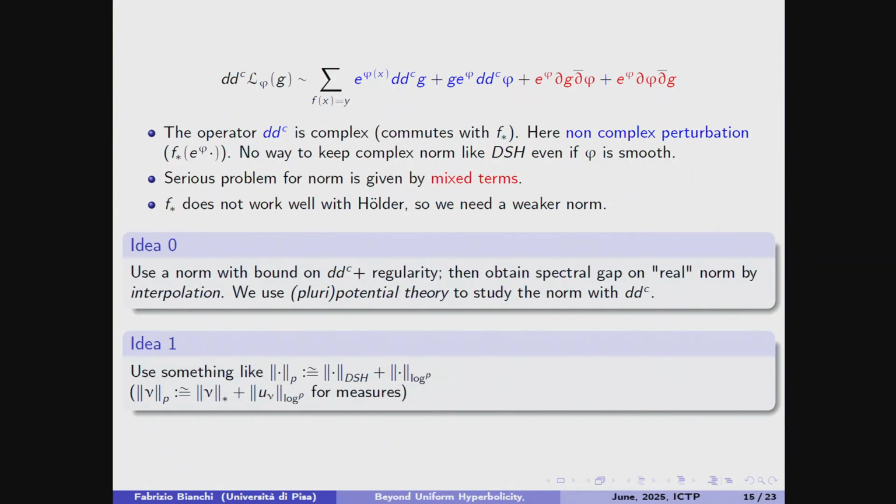Notice that pluripotential theory alone cannot work, because there is a perturbed transfer operator. Real regularity alone cannot work because you lose the regularity at every step. We are trying to mix the two of them. And we are already starting with two parts, this part and the log P, which have some good properties, okay? This is just the idea to keep until now.